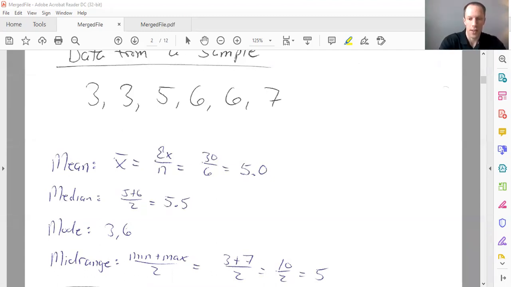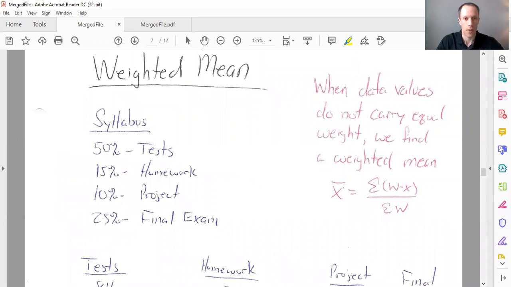Now let's look at another situation, something called a weighted mean. When you're calculating the mean, remember one way I said you can think about the mean is you put little 1-ounce weights on the number line. Well, there are going to be some situations where some numbers in the data set should be given more weight and some should be given less weight.